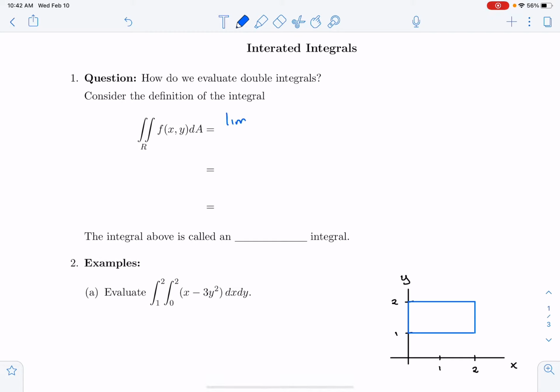the limit as m and n go to infinity of the sum from j equals 1 to m, and then the sum from i equals 1 to n of f of x sub i, y sub j, delta A. But we can think about delta A as being delta x times delta y.